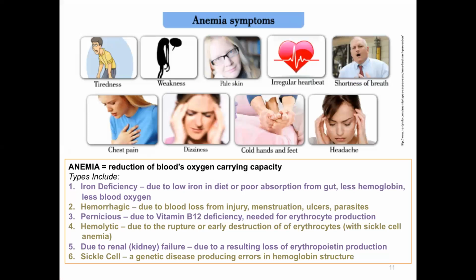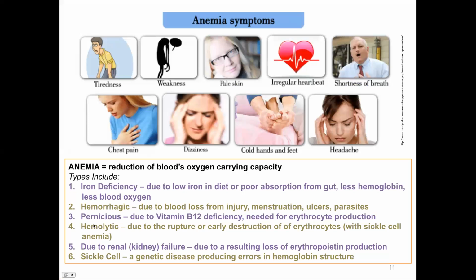But anyway, so what are the different kinds? So we have iron deficiency. So here, if you have low iron content, either because of your diet, or some people just have a poor ability to absorb it, you're going to have less hemoglobin, and you're going to have less oxygen. Hemorrhagic, that's due to blood loss, right? Usually due to an injury, but it could be because of menstruation, ulcers. Another one is parasites. That sounds really gruesome, and we don't usually have that in North America, but that is a factor because parasites also want that iron. And they'll also cause bleeding.